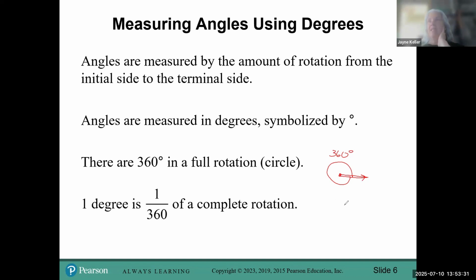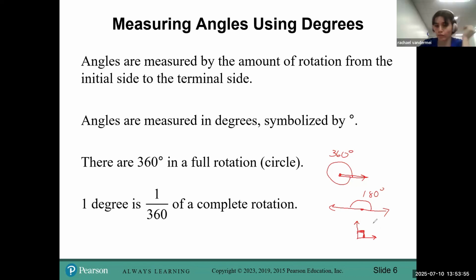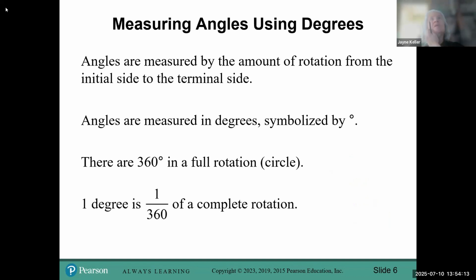So that means that if I start here and swing over to here, how many degrees would that be? That's right, that would be 180 degrees. And if I start here and I swing around till I get here, and this makes a perfect square, how many degrees is that? 90. And then if I just go 1/360th of a rotation, then I would have a 1-degree angle. So 360, 180, 90 are some common ones that we talk about a lot because they show up in a lot of equations and things.